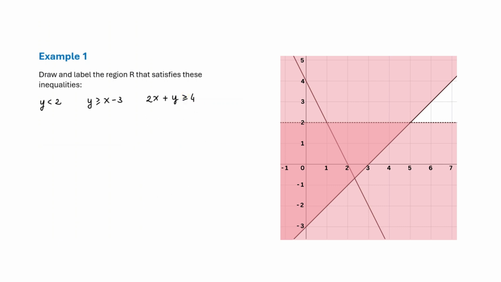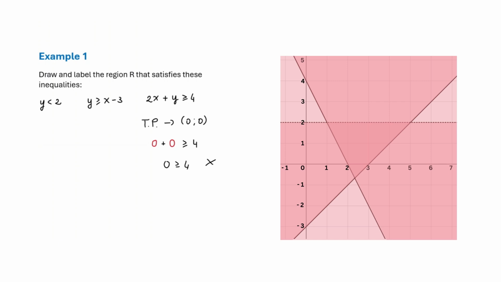Now we need to check which side satisfies the inequality. We can use the point (0, 0) as a test point. Substitute x = 0 and y = 0 into 2x + y ≥ 4. This gives 0 + 0 ≥ 4. So 0 ≥ 4. This is false. So the point (0, 0) does not satisfy the inequality. This means we shade the opposite side of the line.